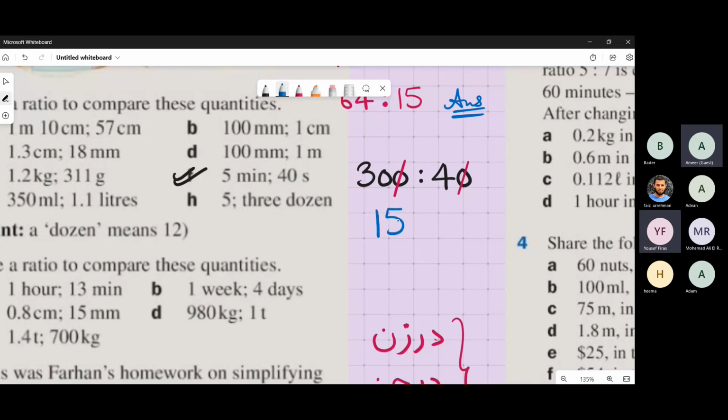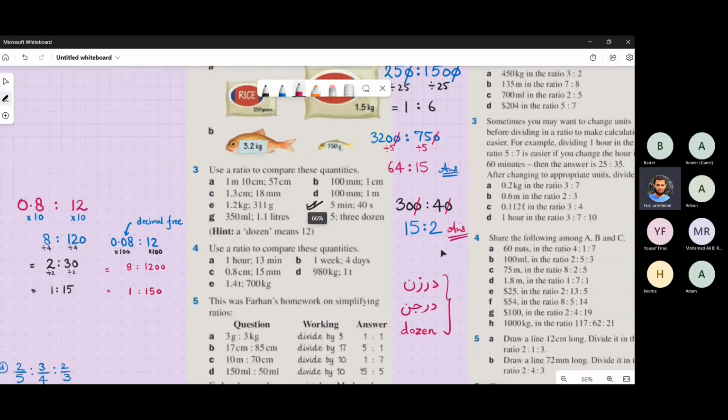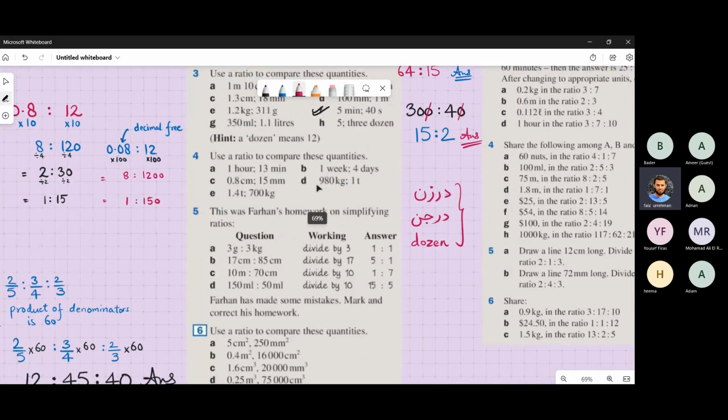Enough. Don't do this. This is not wrong, but not preferred. It's better to avoid the decimal. So just keep it until here. I'm not saying it's wrong, but why make things complicated?